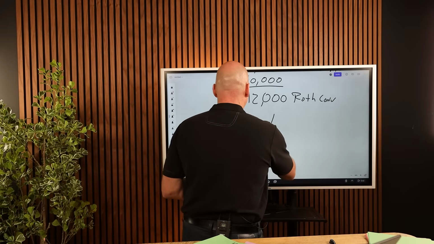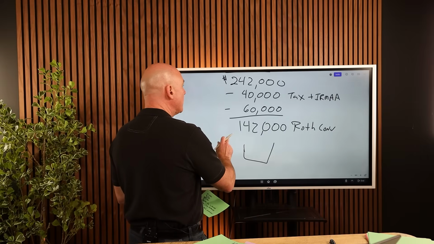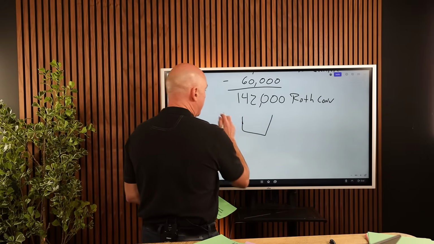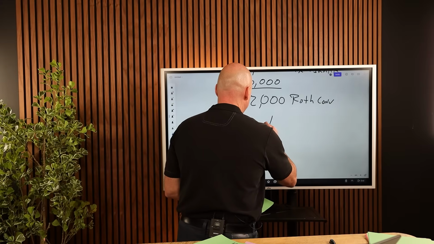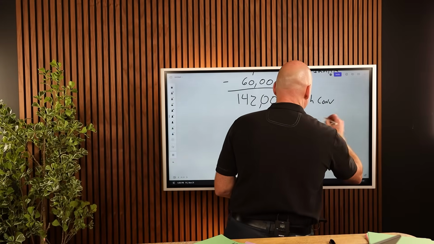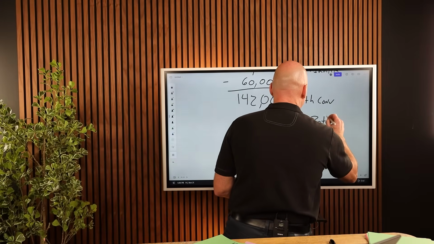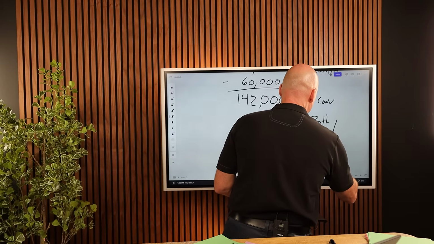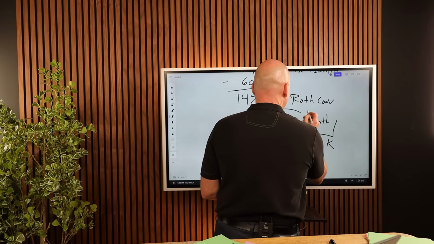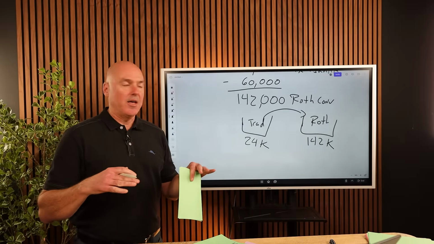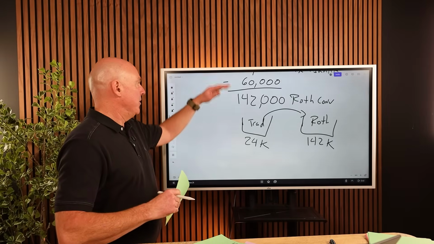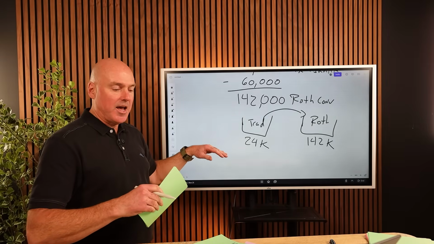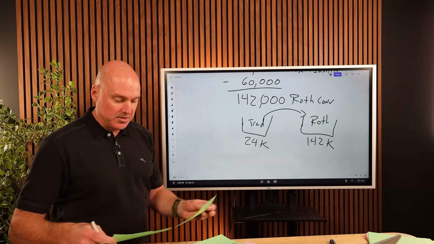So now, as we look at it, and we look at what our buckets are, we're going to have $242,000 that's going to be coming out of the traditional IRA, and we're going to have $142,000 going into the Roth IRA. And the difference, why those numbers don't exactly match up there, is because the rest of it is going to be used to cover our taxes and our living expenses there.